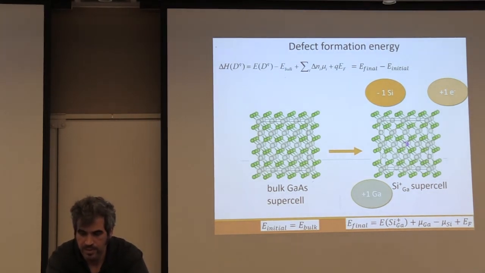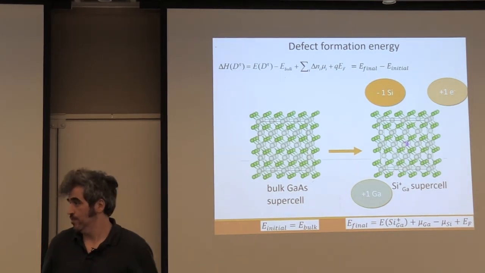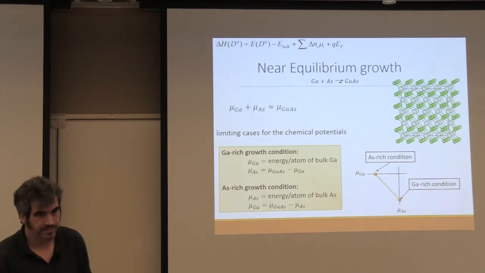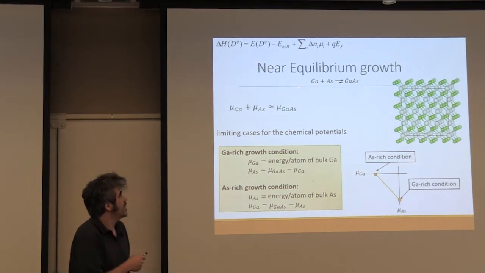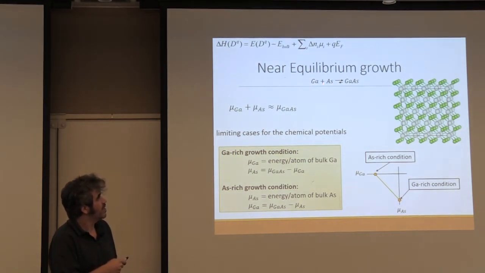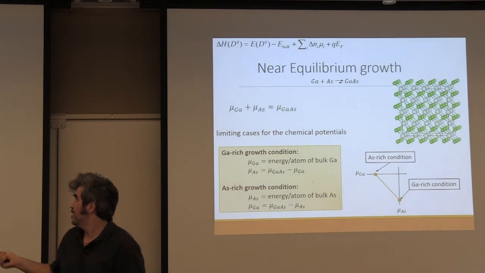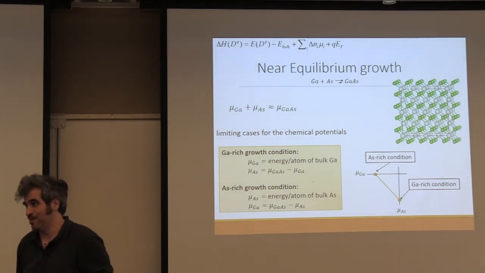Right. So at this point, you typically assume you're near equilibrium growth, which isn't always true. It's actually probably never true. But near equilibrium growth essentially means it's not too energetic. So whatever your source of gallium, whatever your source of arsenic, when you form gallium arsenide, it's slightly reversible. So you're just close to equilibrium.